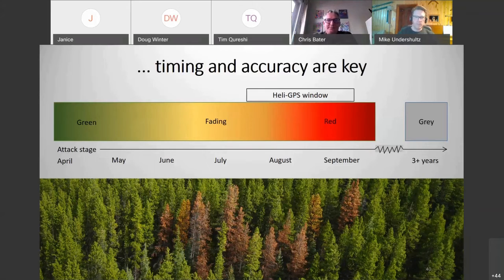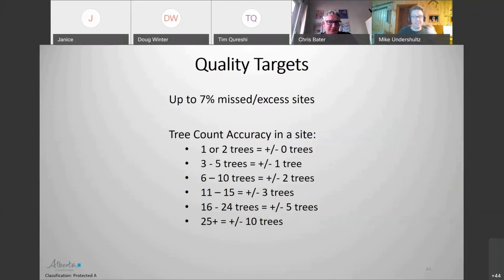The quality targets that we're trying to meet, these are the heli GPS targets I've put up here for you. Whether we can meet these or not, I have no idea, but this would be the goal. 7% of the missed or the excess sites, so trees that are faders that you didn't catch, or ones that you did catch that are the wrong color. And as well, each point represents a 50-meter radius circle, and within that circle, how many trees are there, how many faders are there? The threshold or the performance measure would depend on how many trees there actually are. The harder it is to do, obviously, the more trees there are in there. So we've recognized that in our performance measures.